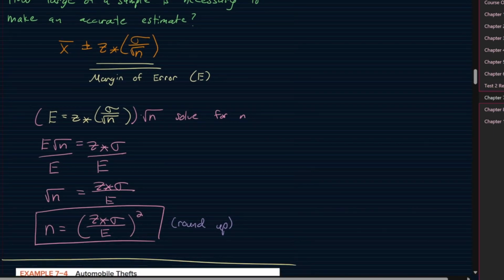So here's the formula for the minimum sample size necessary to make as accurate of an answer. And remember, you always got to round up for this one. Even if you get like 70.1, you would round it up to 71.